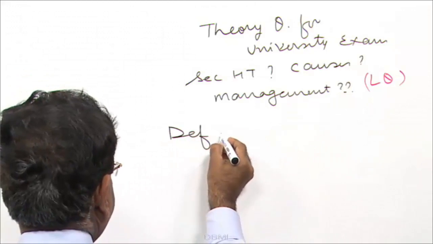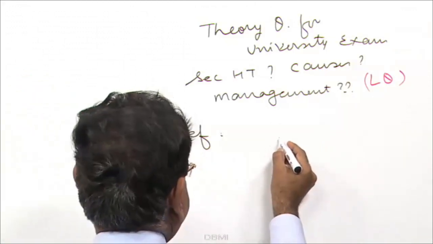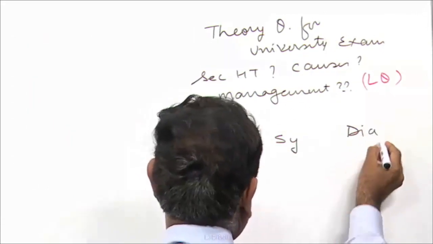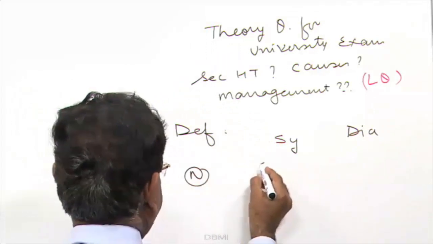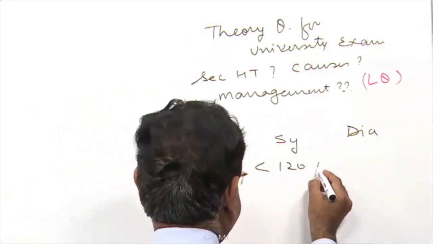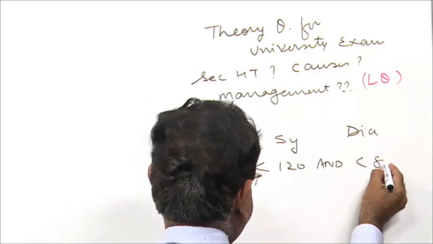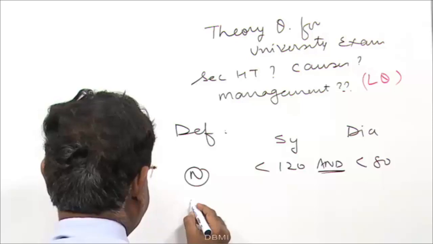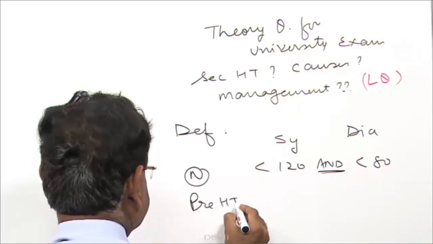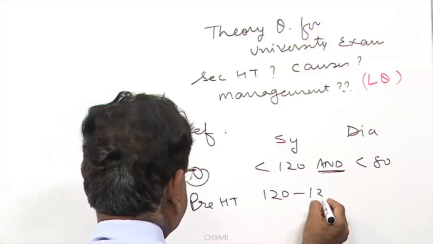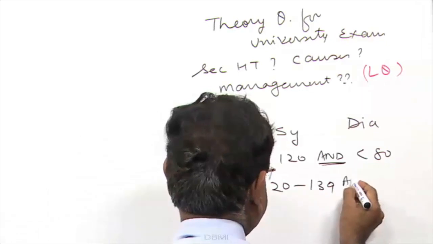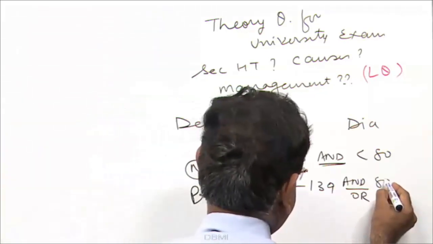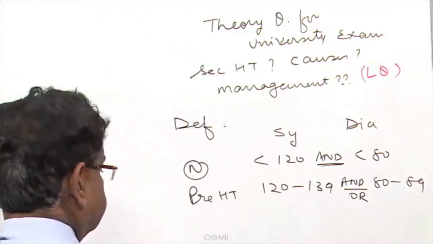Definition. So first you write down systolic, diastolic, normal: below 120 and below 80 millimeter of mercury. Of course, underline the word and. Then we have prehypertension. Systolic BP 120 to 139, and or it is 80 to 89.